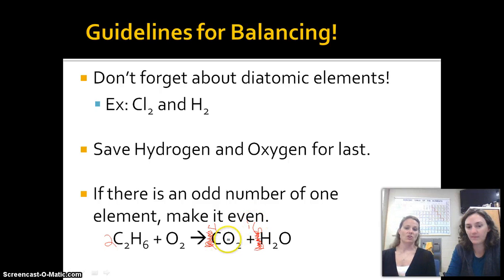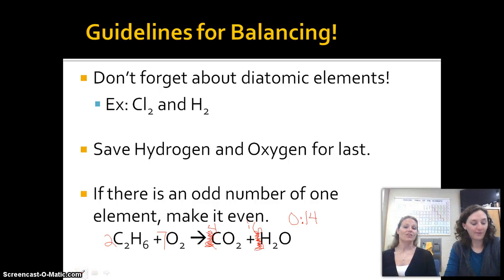Now we've got to add. Don't forget to add up everything on both sides. So we've got oxygens that are split on our product side. So 4 times 2 is 8, plus 6 is 14. That's a lot. So if we've got 14 oxygens, what times 2 equals 14? 7. So our final one here is 2, 7, 4, 6.